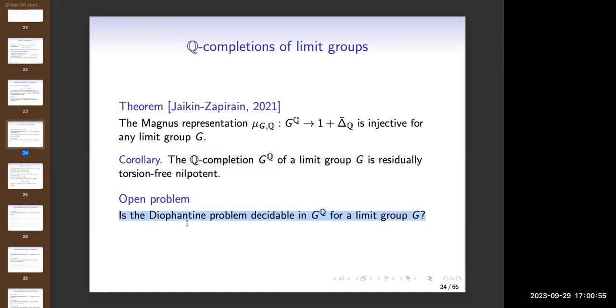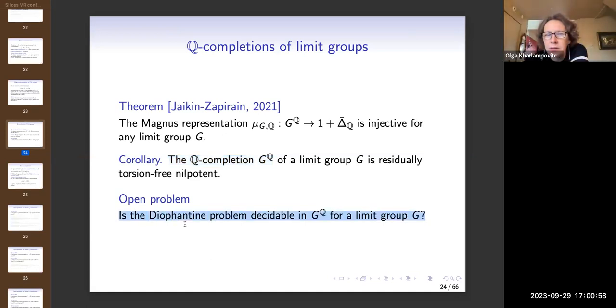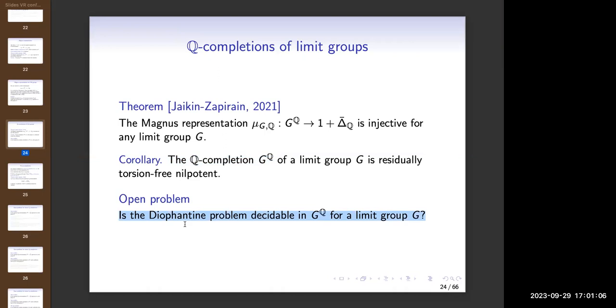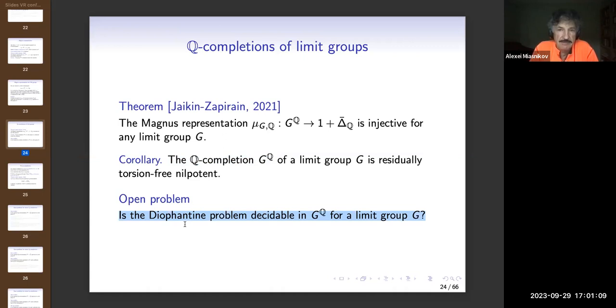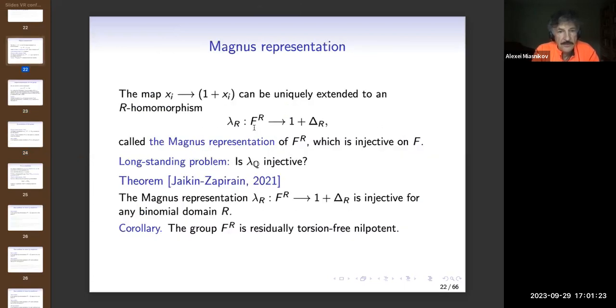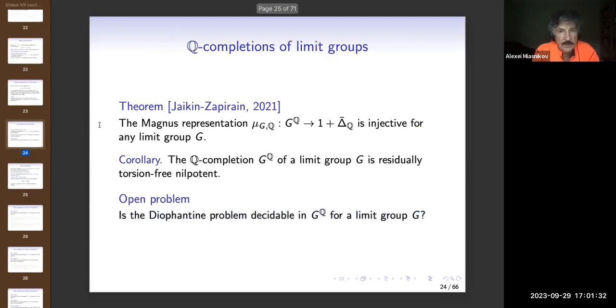It would be interesting. Alexei, did he say it in the paper, or does it easily follow? He says, oh, okay. He actually considered the R completion on F precisely, but he expanded from free groups to limit groups as well over Q. What's the big difference? The big difference here is that for free groups, it's an arbitrary binomial domain. For limit groups, it's just for Q. That's what he mentioned.